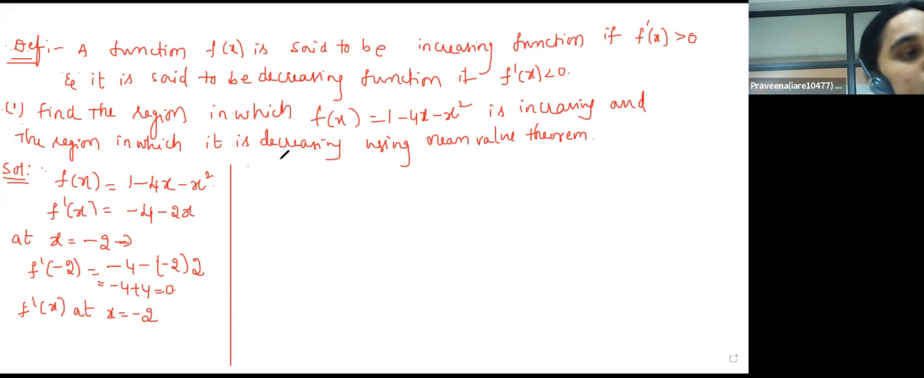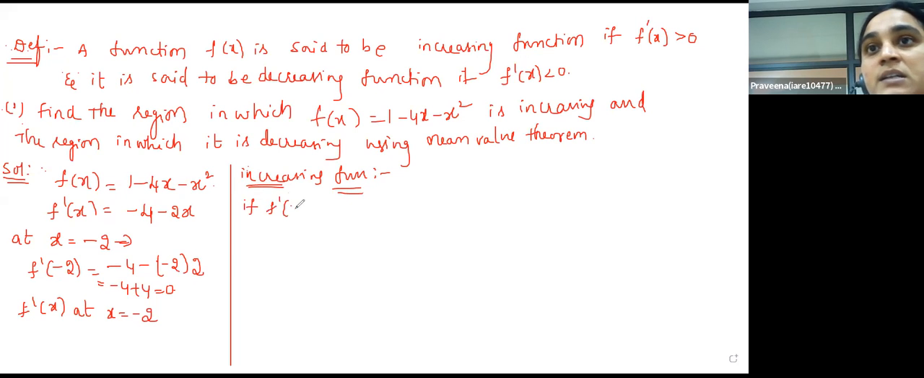Increasing function means, according to the definition, f dash of x greater than 0. We will check when it becomes greater than 0. For the increasing function, we check where this condition f dash of x greater than 0 is satisfied. Maybe at x less than minus 2, I'll take those values.